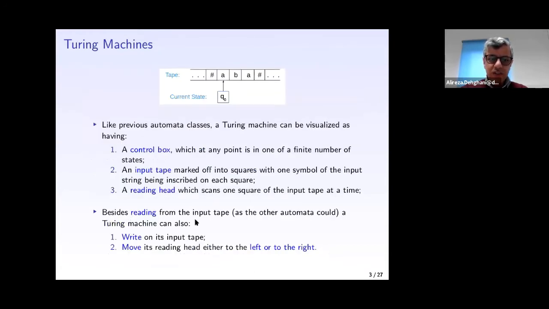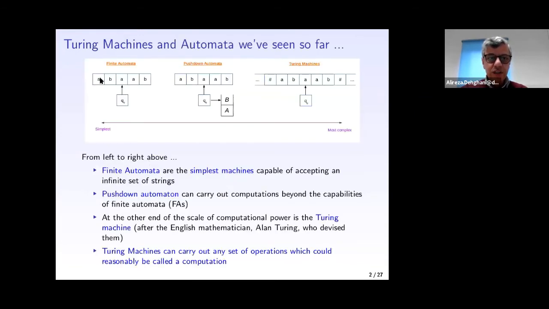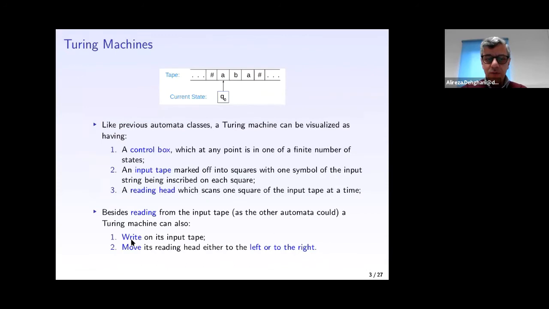So besides reading from the input tape, as the other automata could do, a Turing machine can also write. That's one of the main differences. In the other machines, we used to read the character, move to the right, change the state, read another one, move to the right, change the state, and so on. That was the same for the push-down automata too, right? But in the Turing machine, apart from reading, we can write a character on the tape, and that makes the machine a little bit more powerful.